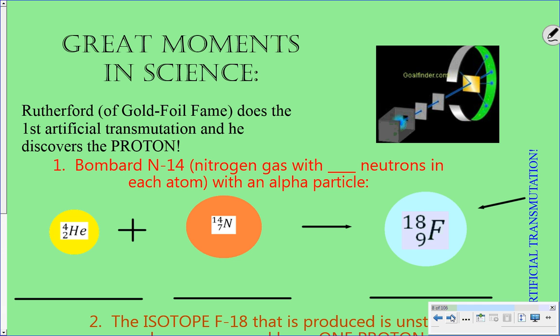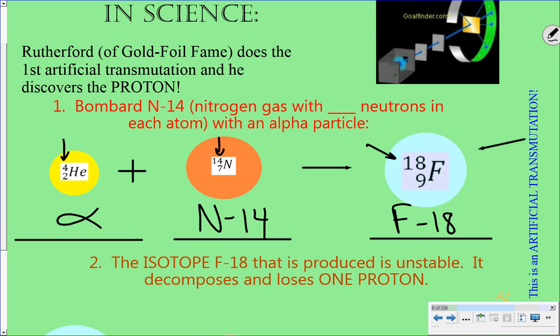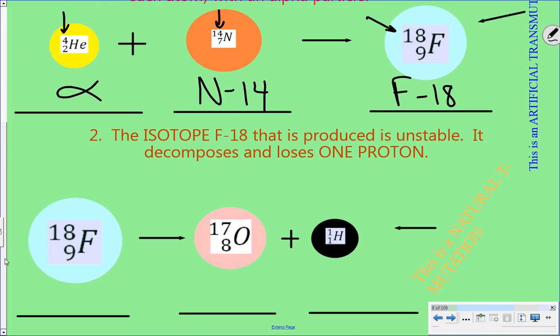So Rutherford, the guy who flung the alpha particles at the gold foil to see what was going on inside of the atom, also took alpha particles and flung them at a nitrogen-14 atom. And what he found, if you add the number 4 from the top here to the 14 here, you get an 18 on top over on the other side. And if you add the 2 and the 7, you get 9 protons on the bottom. So we actually get an isotope called fluorine-18. Fluorine-18 is an unstable isotope.